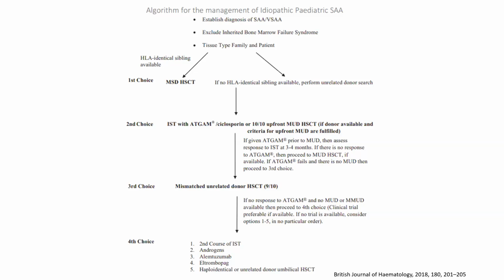If not, then you could proceed to either giving ATGAM with cyclosporin, or consider a transplant if you have a 10-on-10 match. Failing that, or if the treatment fails, the advice is to go on to a mismatched, unrelated donor. And then failing that, if that is not an option, then go on to your fourth line, which would probably be something like a second line of ATGAM, or some of the slightly more novel treatments, and finally looking towards a haplo or an umbilical transplant.